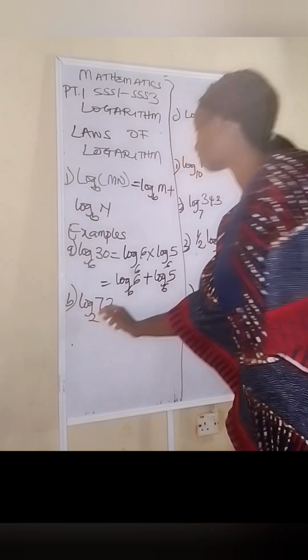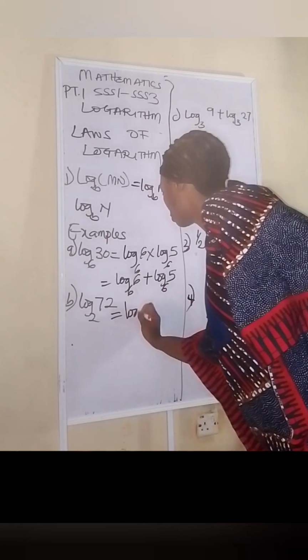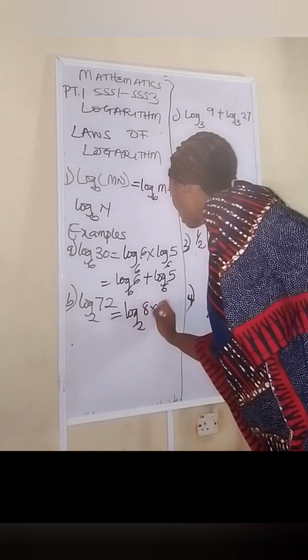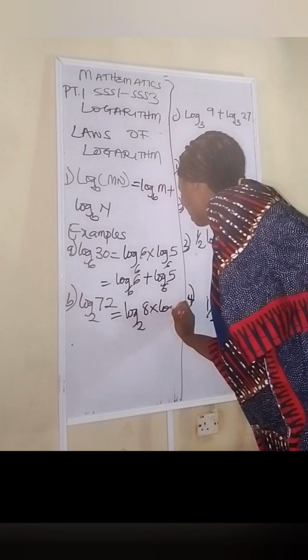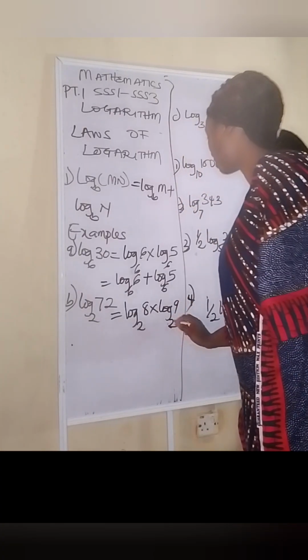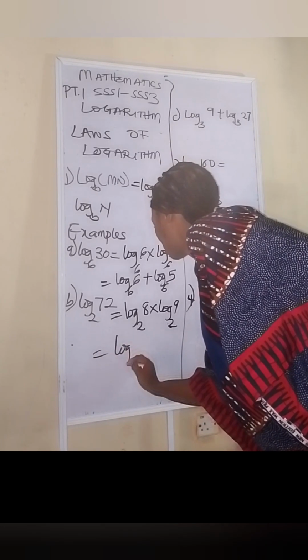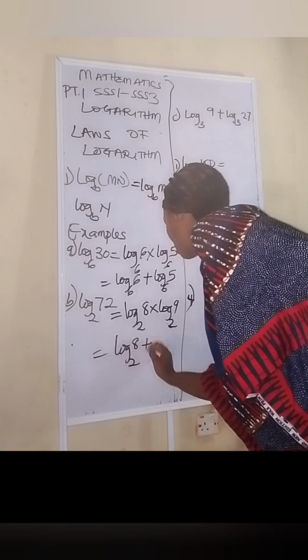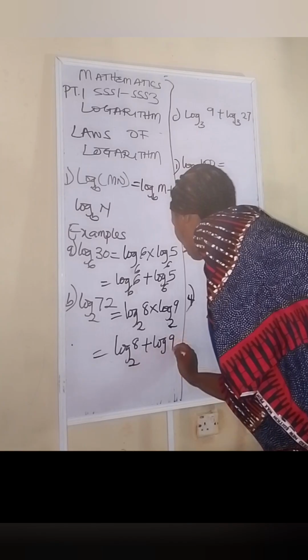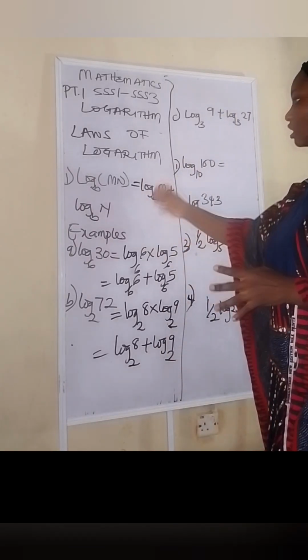Let's do this one now. What gives us 72? 8 and 9. So we have log of 8 times 9 to base 2. When you see something like this, it means addition. So we have log 8 base 2 plus log 9 base 2. Do you understand? So now this is what this entails.